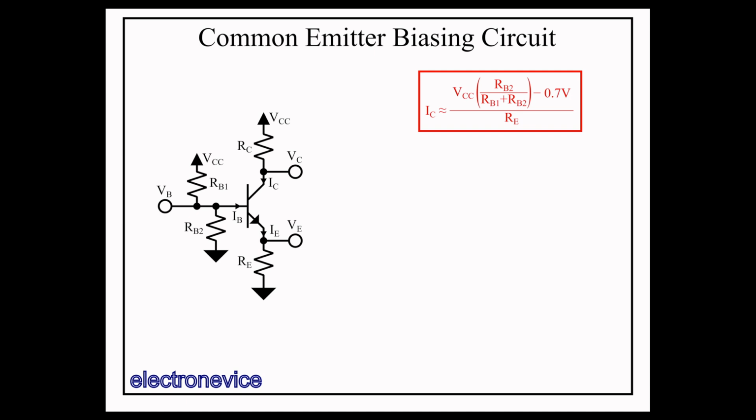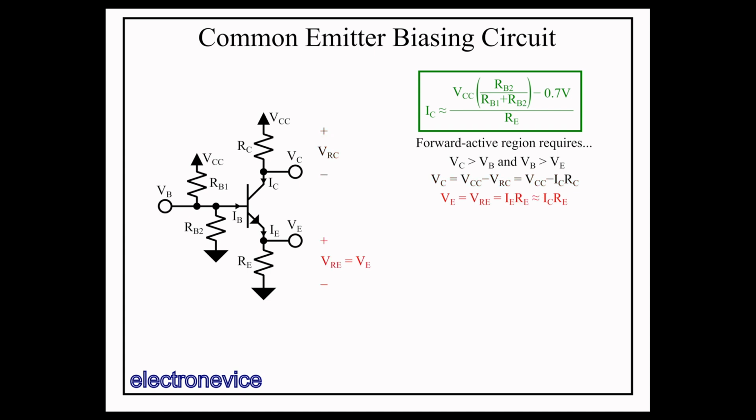In order to do that, we need to ensure that our circuit setup keeps the collector voltage above the base voltage and the base voltage above the emitter voltage. So the collector voltage is given by VCC minus this VRC voltage drop across the collector resistor, which is equal to IC times RC. VE is equal to this voltage drop VRE, which is equal to IE times RE, though we continue with our approximation that beta is high, so it's approximately equal to IC times RE.